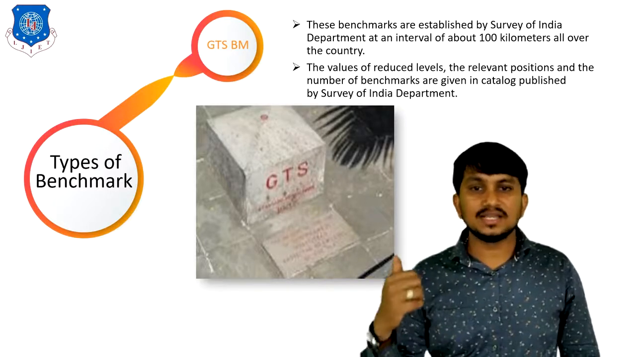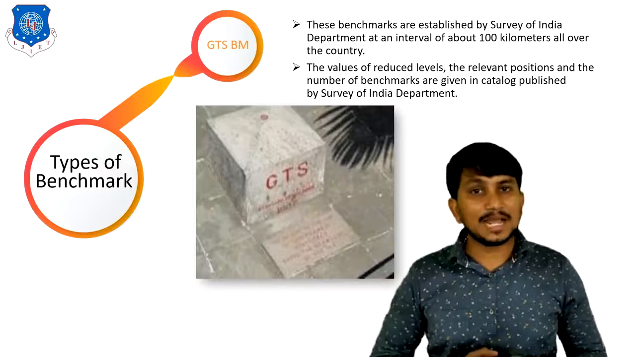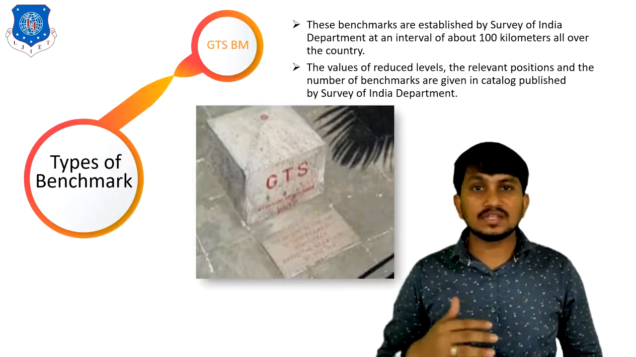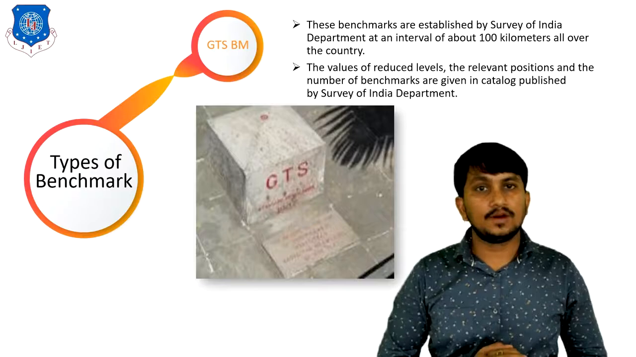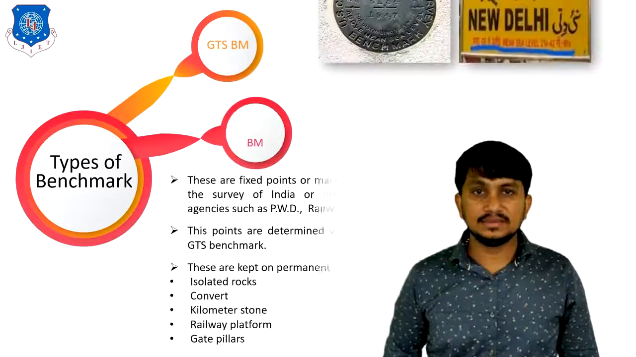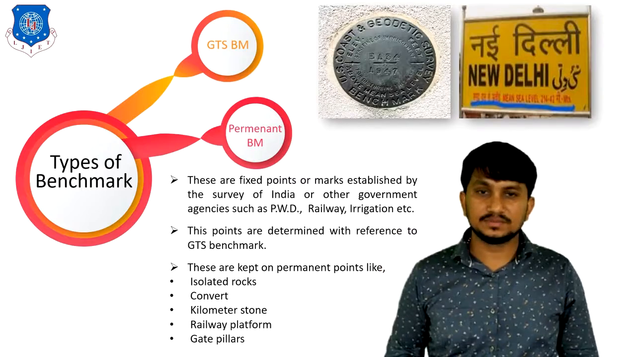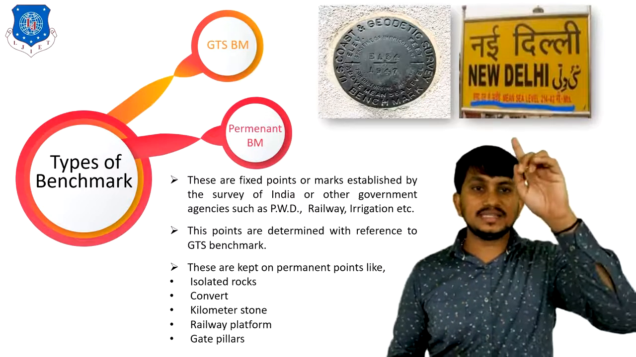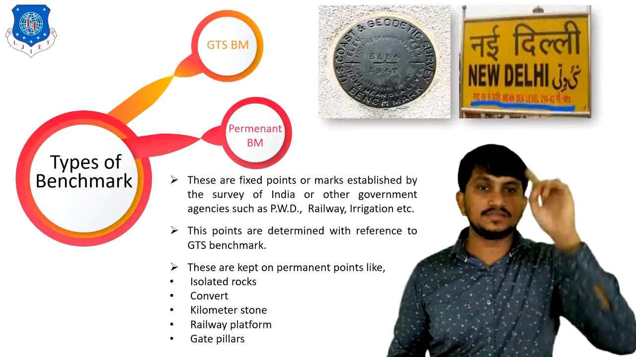Department. This is called the GTS benchmark. These are the primary benchmarks which are used as the first reference points for leveling. The next type of benchmark is the permanent benchmark. You can see a number of permanent benchmarks in this figure.